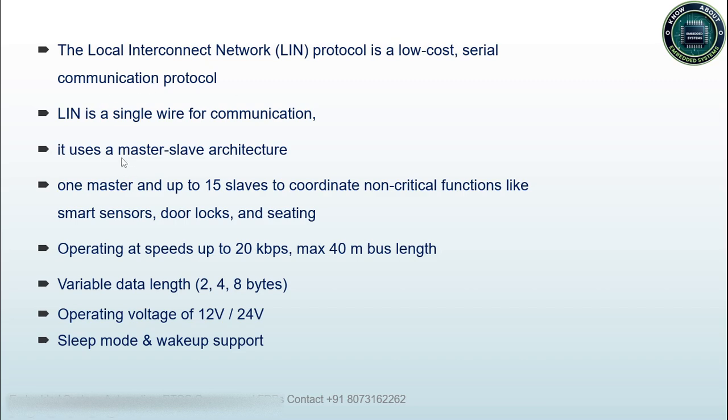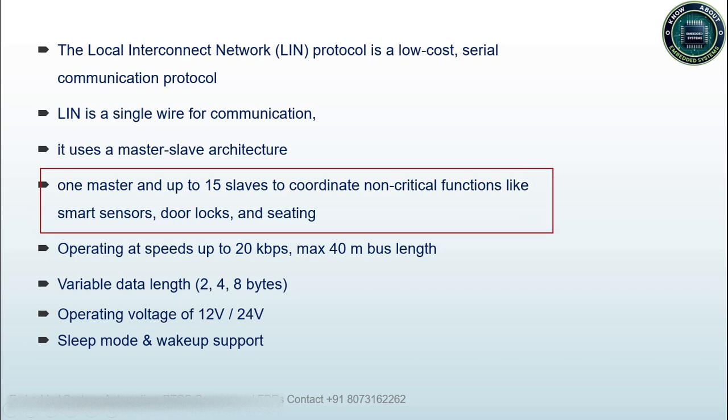The LIN is a single wire protocol, I told you already. It uses a master-slave based communication. So that means in a LIN we'll have one master and multiple slaves. And up to 15 slaves you're able to connect. You can see here, up to 15 slaves you're able to connect. And applications, as I told you already, door locking mechanism, seat adjustment, wiper, mirror, and so on.